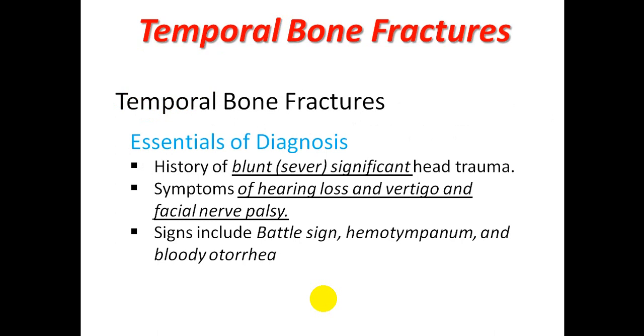Temporal bone fractures. Essentials of diagnosis of temporal bone fractures: history of blunt, severe, significant head injury, symptoms of hearing loss, vertigo, and facial nerve paralysis. And the signs of temporal bone fractures are Battle's sign, hemotympanum, which means blood within the tympanic cavity, and bloody otorrhea.